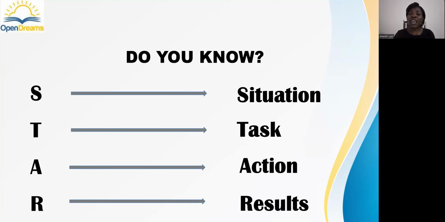Now, what was the task to be accomplished? What did you as an individual do? Not what did we do. We do not talk about the we in scholarship applications. We talk about the I. So talk about what you did as an individual and what the outcome of your actions were.